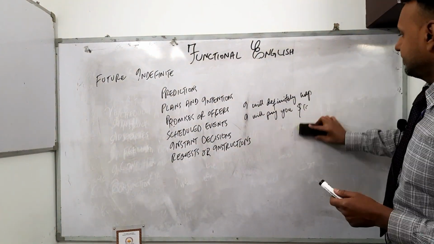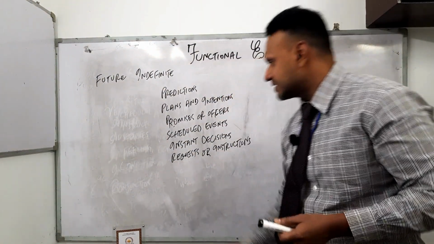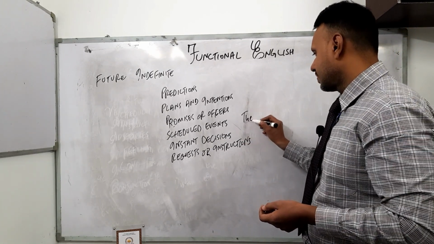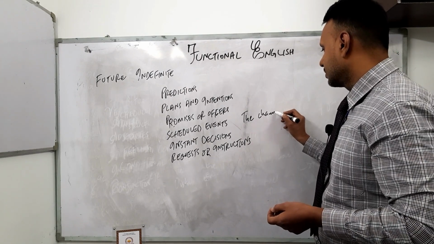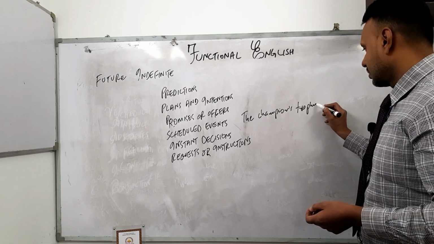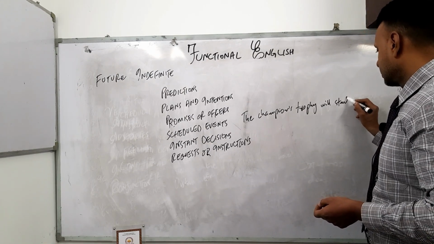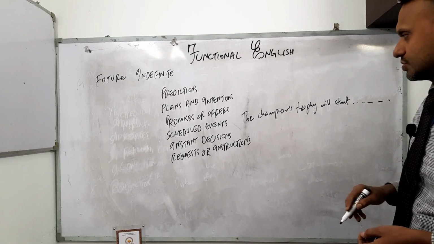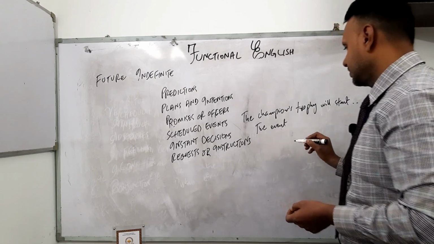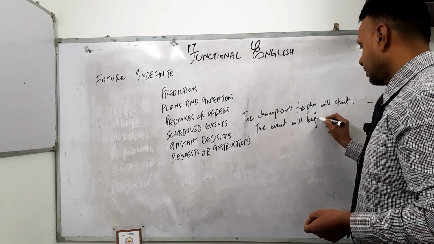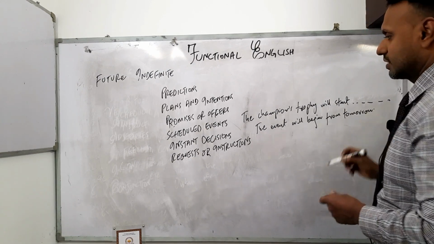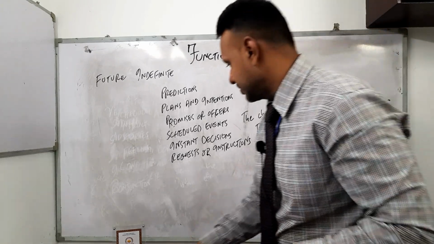Now scheduled events, just like present indefinite, the class starts at so and so. The Olympics will commence, the, say, champions trophy will start on so and so date. Okay, so the event will begin from tomorrow. All these are the conditions which are telling us about a scheduled event.